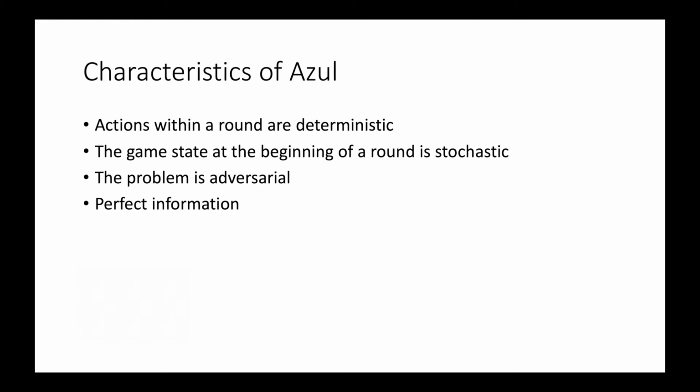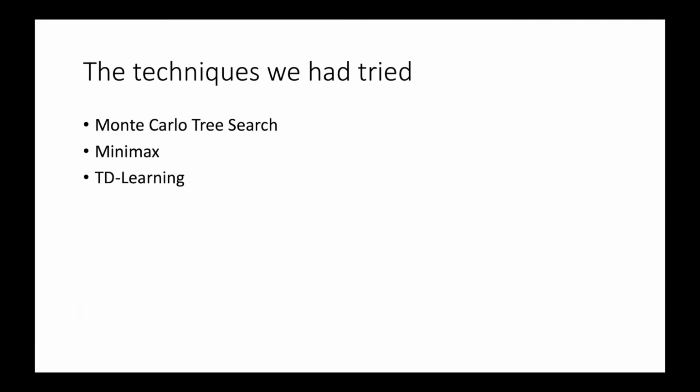Thirdly, the problem is adversarial. The goal of the problem is to both maximize the agent's score and win the game. That is, end with a higher score than the opponent. So our goal is in tension with the opponent's goal. Lastly, there's perfect information. The entire game state is visible to all players. This brings us to the techniques that we tried.